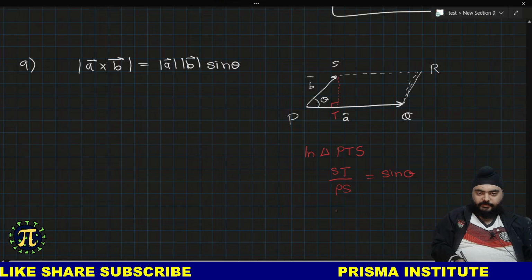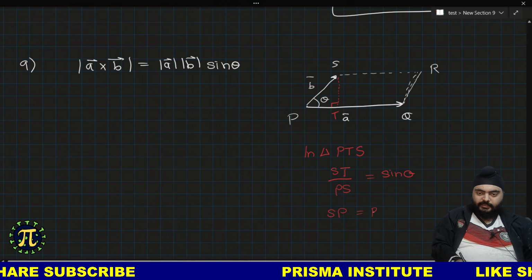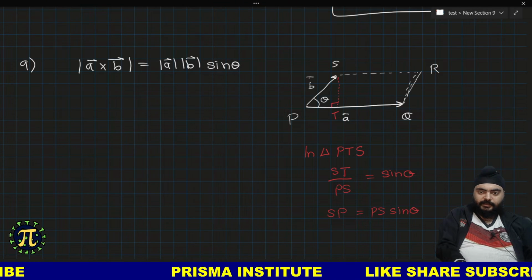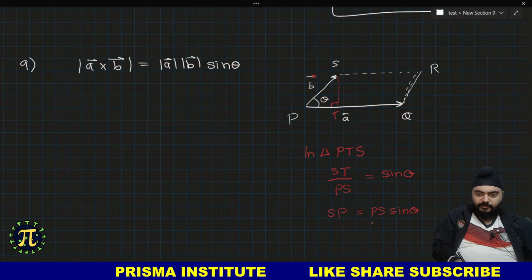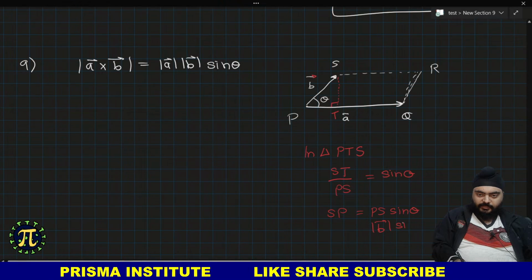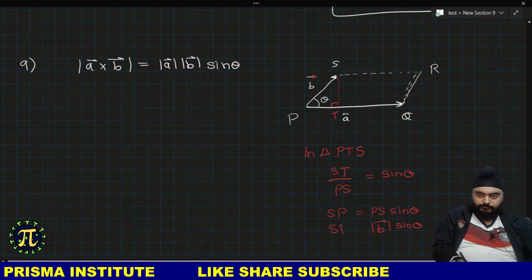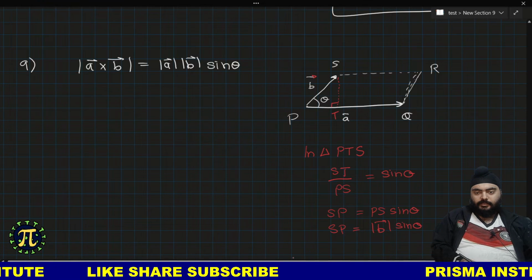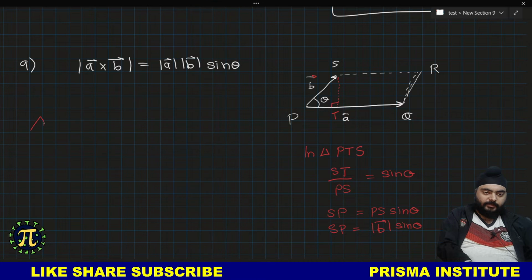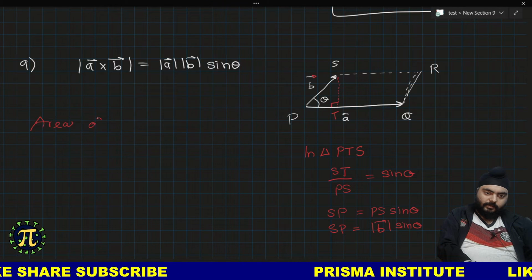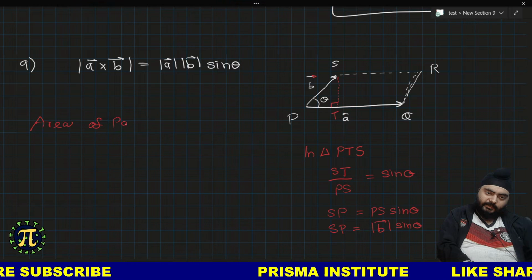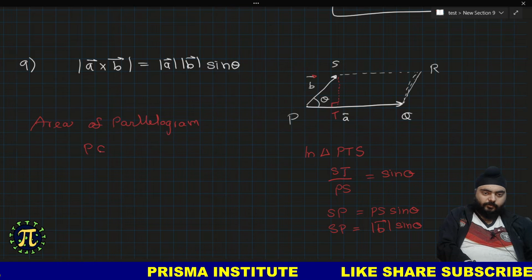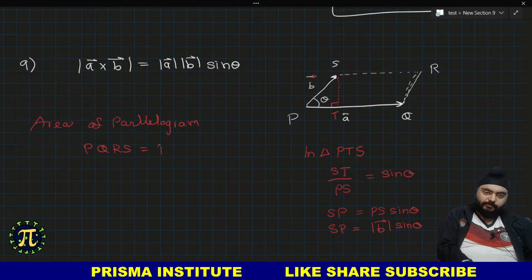So we can define ST as PS sin theta, but PS is the length of the B vector, right? Length of the B vector into sin theta. So as you already know, the area of the parallelogram PQRS will be nothing but base into height.